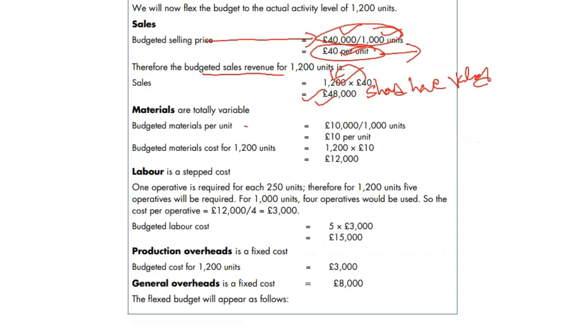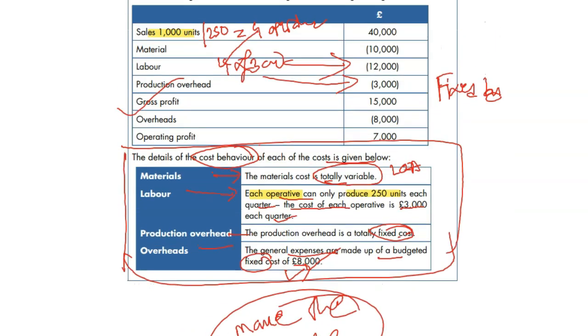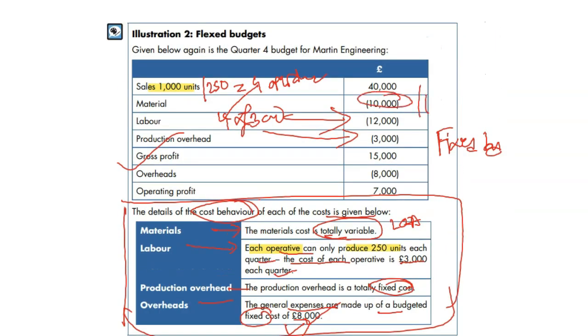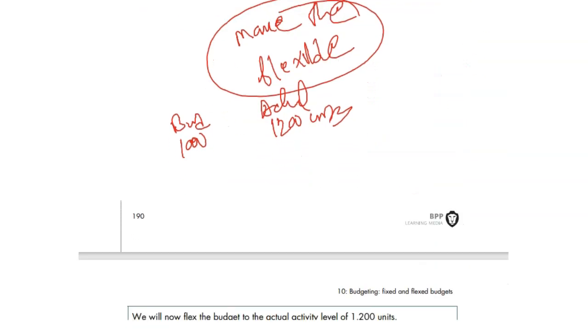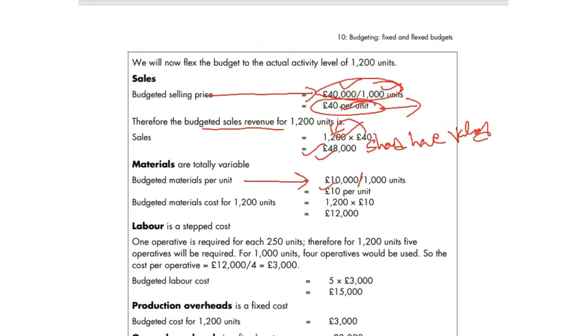How about the material cost? It was fully variable. 10,000 is the cost. How do you get the 10,000 from the fixed budget? Look at this, 10,000 divided by 1,000, shouldn't it? Yeah. And you get £10 per unit. For 1,200 units, the budget should have been 12,000.